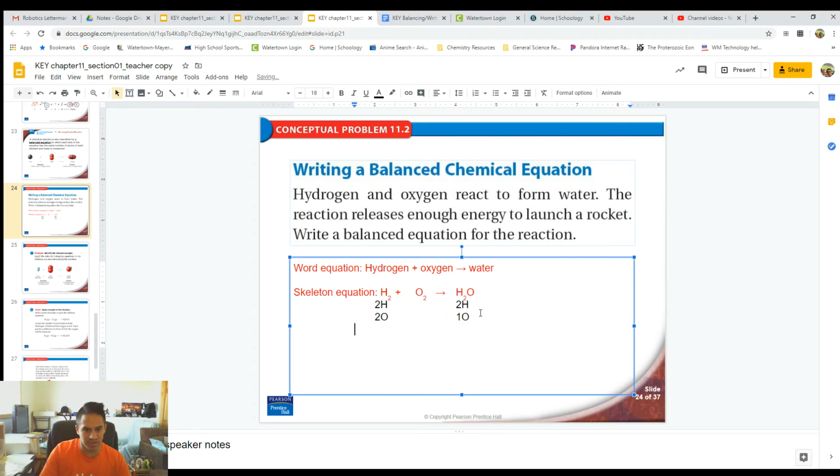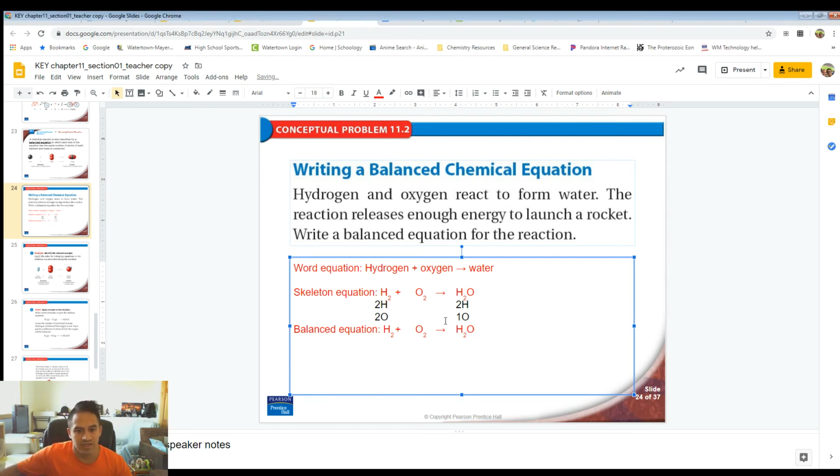So our balanced equation needs to have coefficients in front of everything to make it properly balanced out. So balanced chemical equation, again, we're going to have H2 plus O2 to make H2O. And the only thing here that's not balanced is the oxygens. So we only have 1 oxygen on the right. We have 2 on the left. So let's put a 2 here.